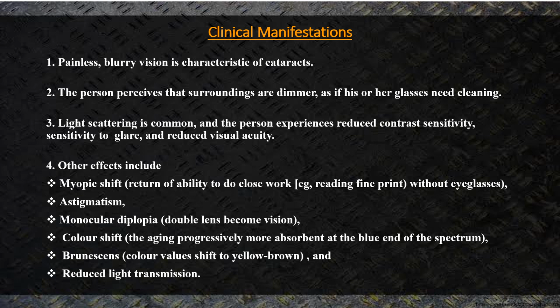The person perceives the surroundings as dimmer, as if his or her glasses need cleaning. Light scattering is common, and the person experiences reduced contrast sensitivity, sensitivity to glare and reduced visual acuity. Other effects include myopic shift, astigmatism, monocular diplopia, that is double vision. Color shift, brunescence, reduced light transmission. Brunescence is the color value shift to yellow brown. Okay, so these are the various clinical manifestations which we can see in cataract.